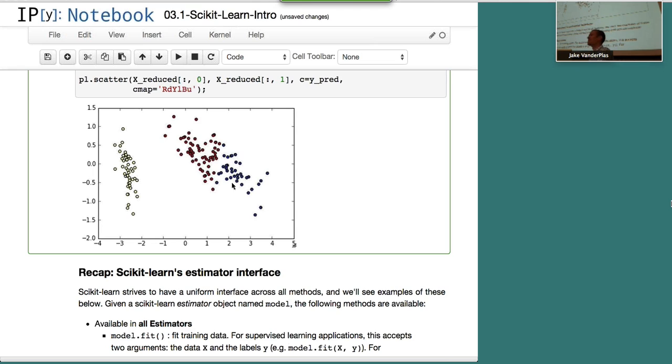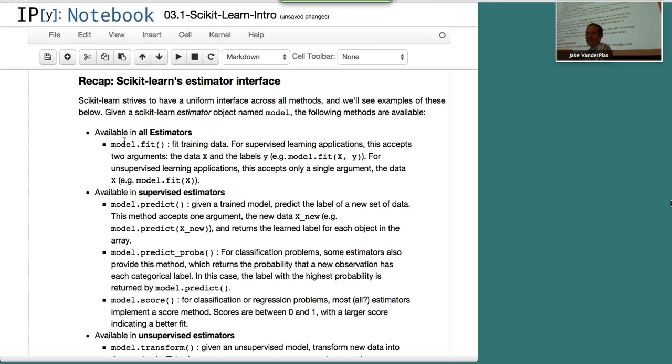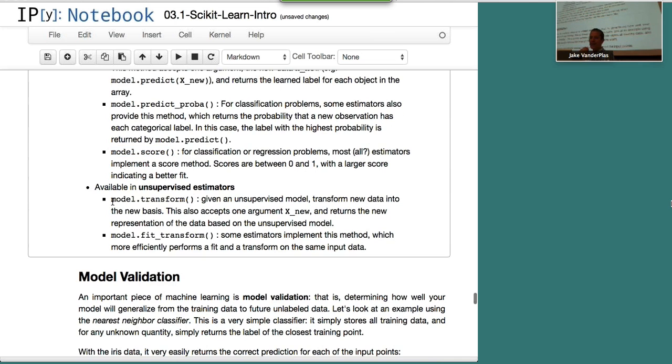So that's an example of unsupervised learning. All right, just as a quick recap, in the estimator interface, all estimators have this fit method that takes either fit(X, y) for supervised, or just fit(X) for unsupervised. In supervised estimators, you have the predict method, the predict_proba method, and the score function, which asks how well the model is fit. In unsupervised estimators, you also have transform, to transform the data to a new representation, and fit_transform, which fits and transforms the same input data at the same time.